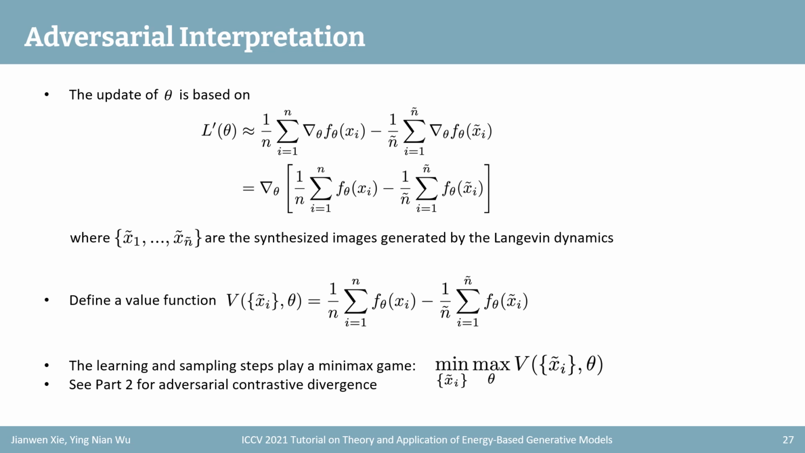We can easily find that the learning and sampling algorithm actually play a minimax game. In the learning step, the algorithm finds theta to maximize the V, and in the sampling step, the algorithm finds x tilde to maximize the score function f, thus minimizing the value function V. Please also see part 2 of the tutorial for adversarial contractive divergence for EBM.